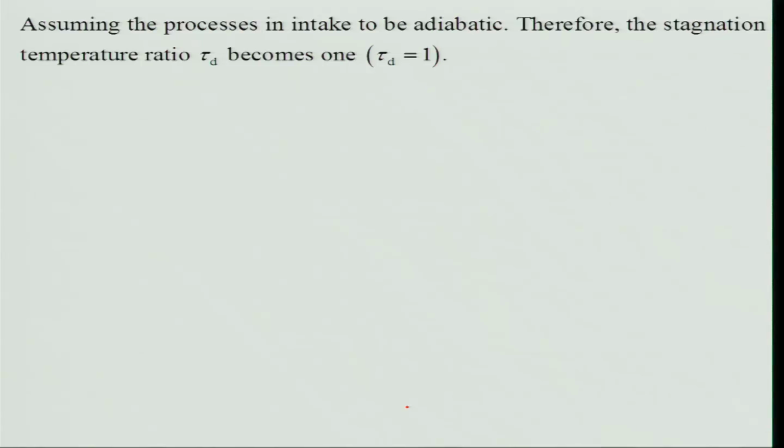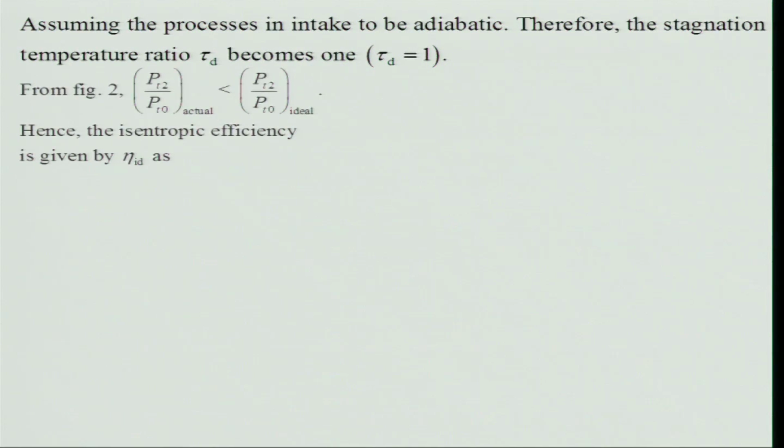In ideal cycle we have assumed pi d is equal to 1, but it is not 1 in a real situation. Is that clear? We are considering the process in the air intake to be adiabatic. Why? Because the change in temperature between the ambient and this thing will be very low. So, we are assuming again, because it can never be in principle. So, PT2 by PT naught actual will be less than PT2 by PT naught, and PT2 by PT naught is basically 1 in case of ideal, right, it will be less than 1.